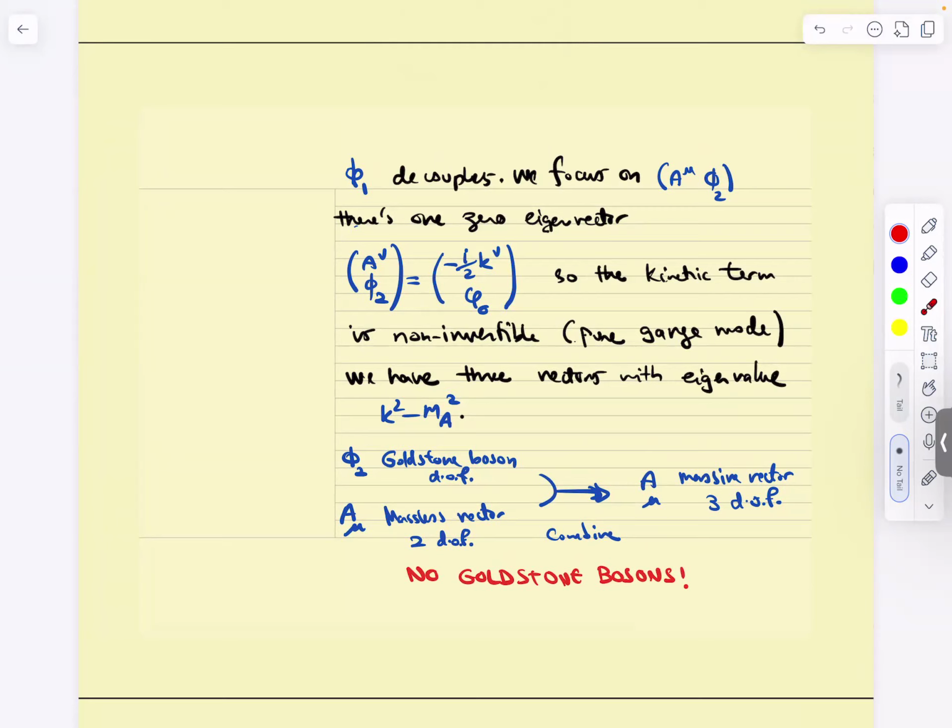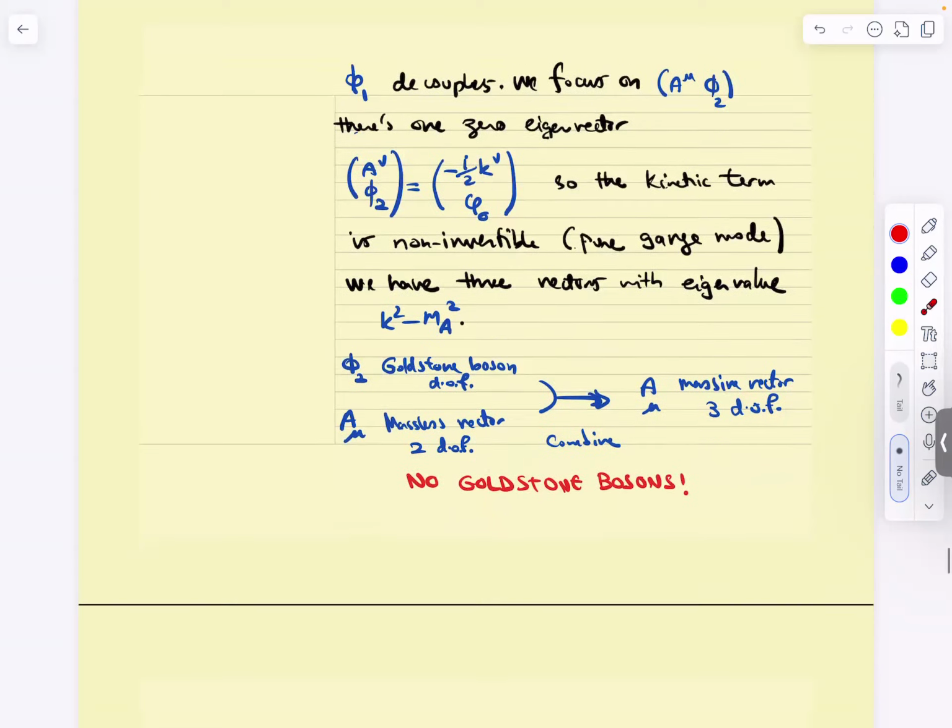The final spectrum of the theory is one vector mode that's massive and another scalar that's massive. You ended up with no massless modes. That's why I'm saying there are no Goldstone bosons. Good? That's the logic. The Goldstone boson was eaten by the gauge field to combine into this massive vector field. Questions?